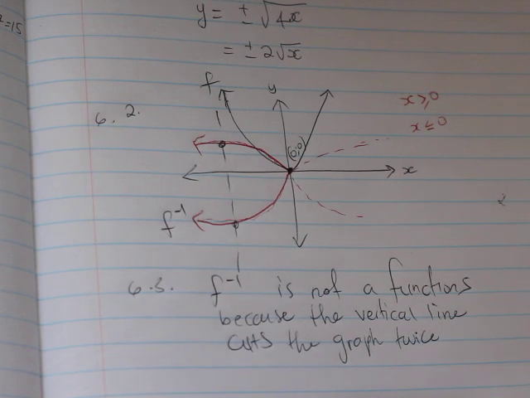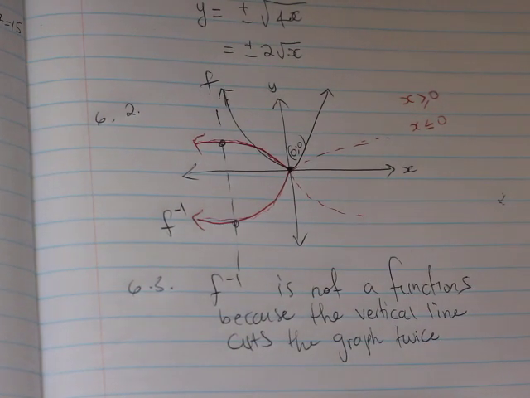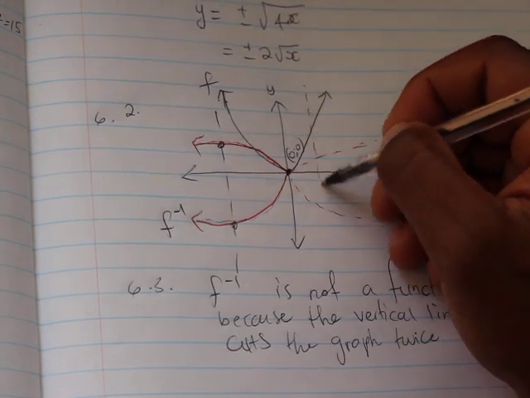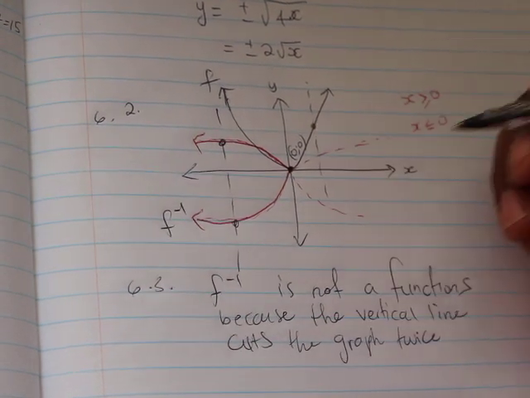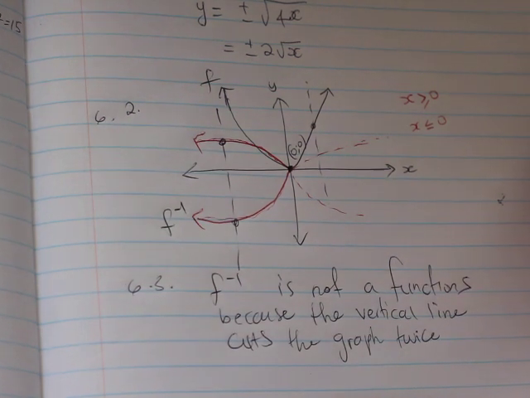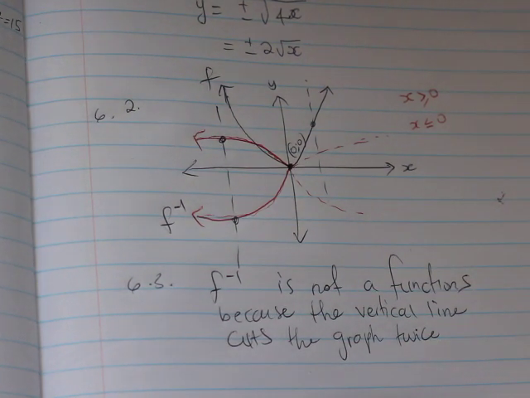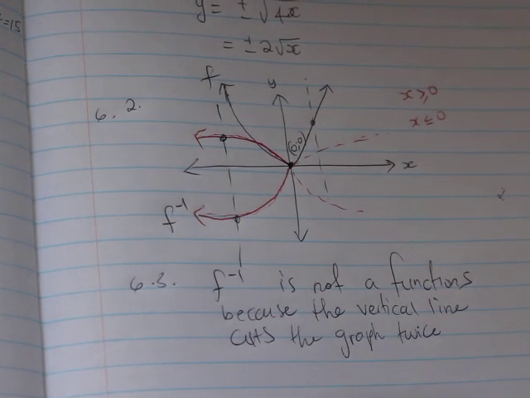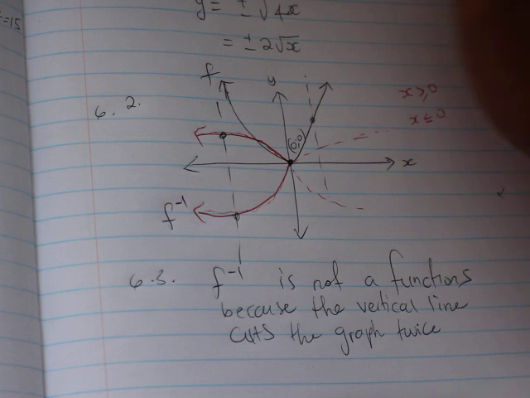Okay? If it cuts the graph once, for instance, if you look at f, if you draw any vertical line, it cuts it once. Then f is a function. But f to the negative 1, the inverse, is not a function. And we're done with that. Question 6. That was quick.